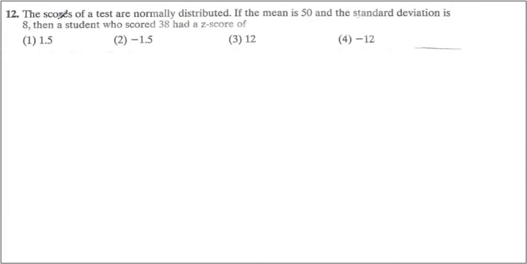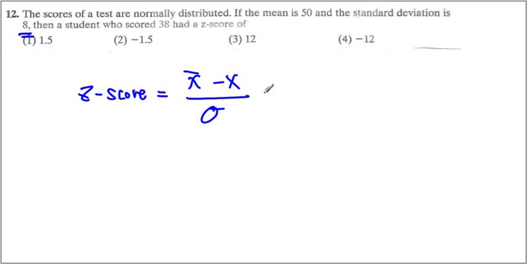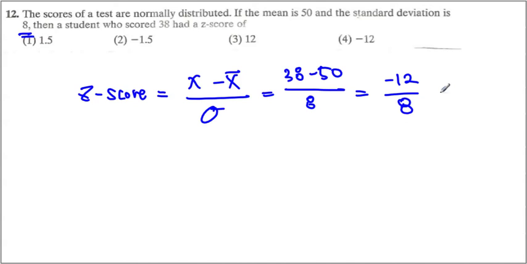Alright, let's try to look into this one. The scores of the tests are normally distributed. If the mean is 50 and the standard deviation is 8, then the student who scored 38 has a z-score of... In order for you to find the z-score, all you have to do is take the value minus the mean, over the standard deviation. Oh, in fact, I had it the other way around. So we have the value 38 minus 50, divided by 8. Here we end up getting negative 12 over 8. That means negative 1.5. So this becomes our answer.